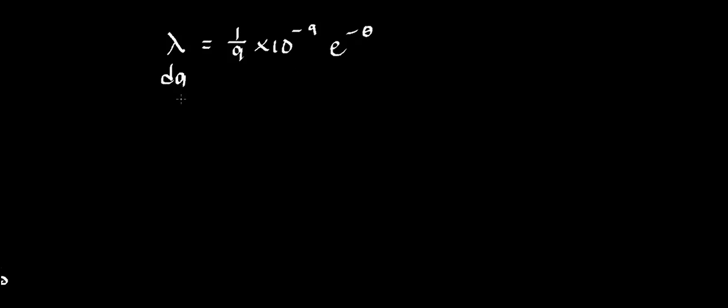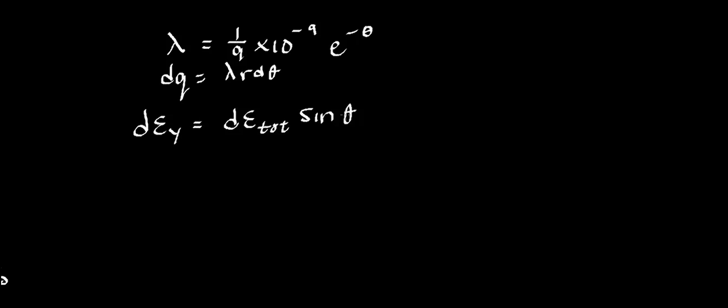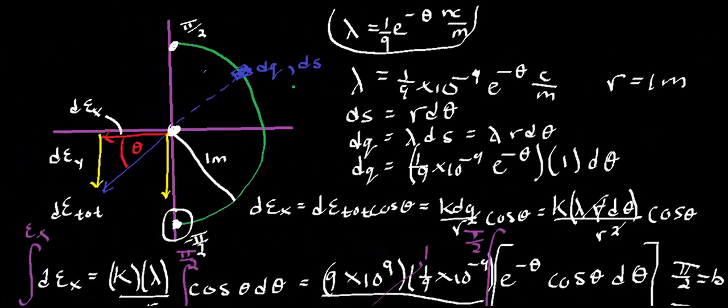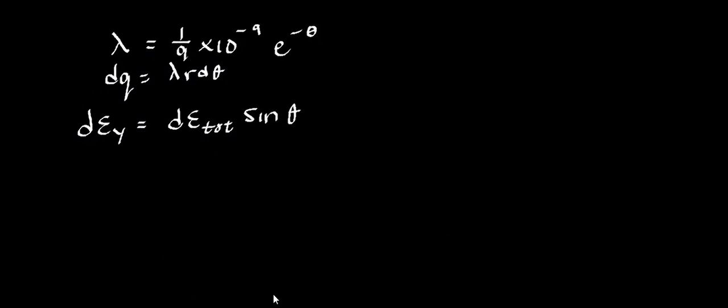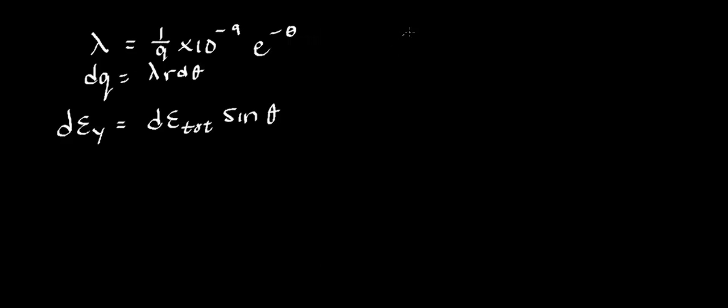We know that dq is equal to lambda r d theta. And what we can write is something a little bit different than we did in the last problem. We can say that the differential electric field element in the y direction is equal to the differential electric field element total times the sine of theta. So notice it is different. We're talking about the sine of theta now, because keep in mind we're dealing with the opposite side of theta. Okay? So we know this. We also know that for any differential electric field element, it's equal to k times dq over r squared.